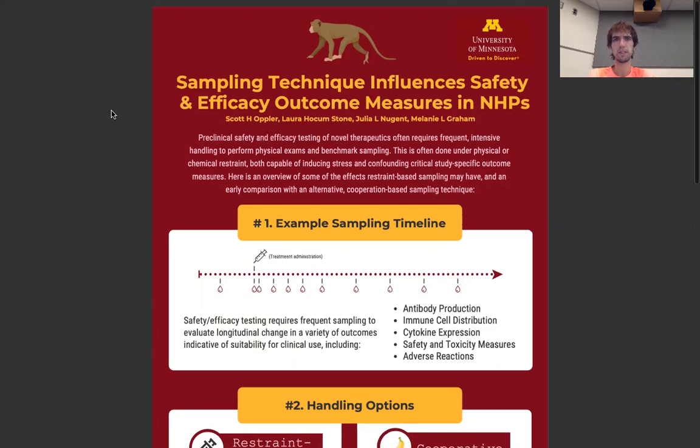To maximize the translational value of these studies, it's important that we reduce any extra influences on the model that may interfere with our evaluation of the novel intervention and that would not typically be seen in the true clinical setting. This leads us to a discussion of the possible differences between restraint-based and cooperative sampling and why these differences matter.